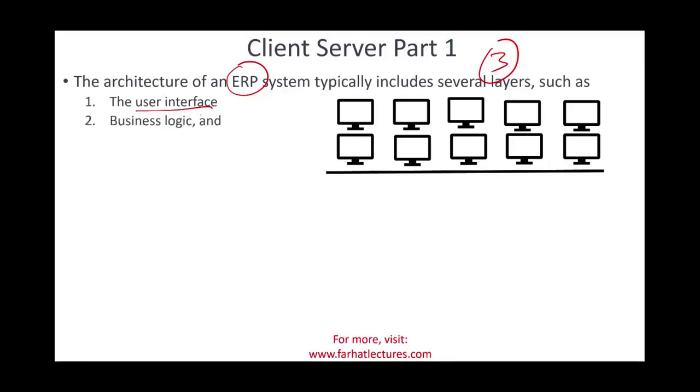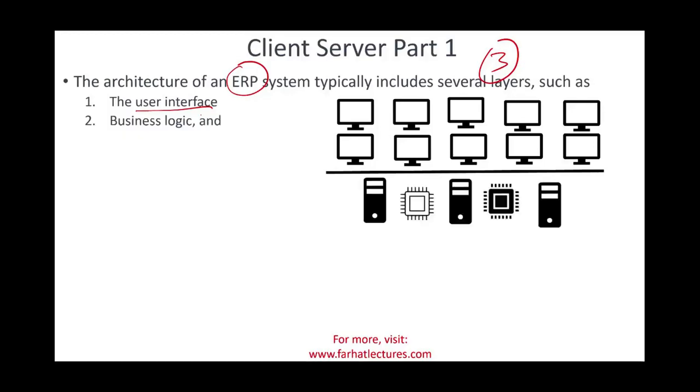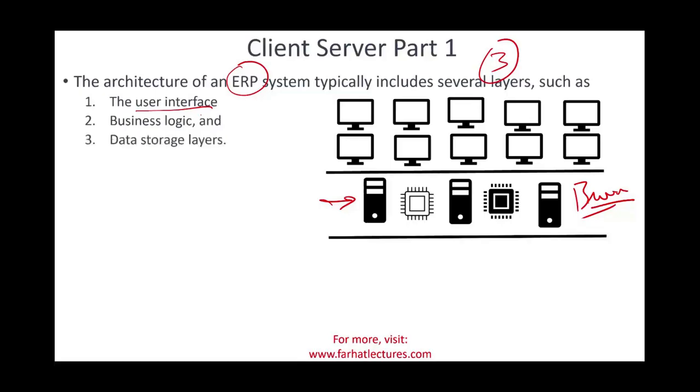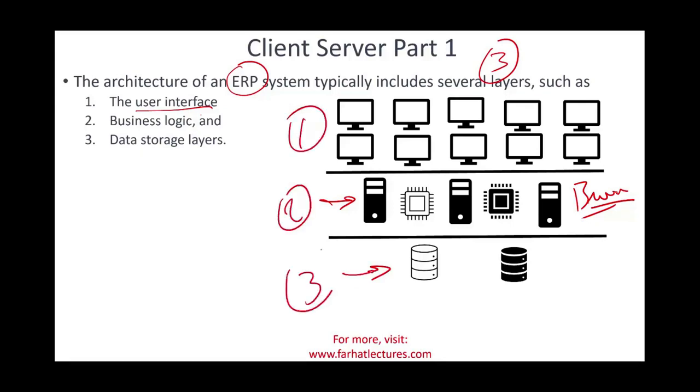The second layer is called the business logic. The second layer would involve hardware, CPUs, things that are going to be processing. Think of it as the brain of the system. Basically, the computer software that's running the logic. It's called the business logic. This is the second layer. And the third layer is called the data storage layer. And this is what I said, it's a 3-layer: 1, 2, and 3.